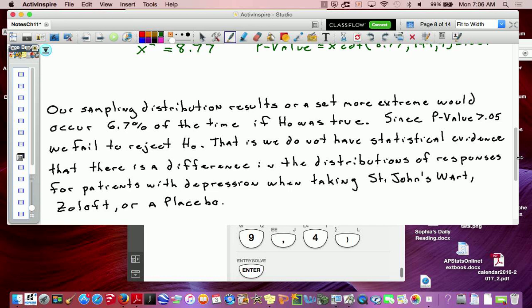So in a nutshell, that's basically how a goodness of fit test works here, I apologize, it's not a goodness of fit test.